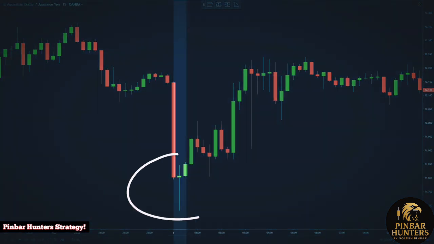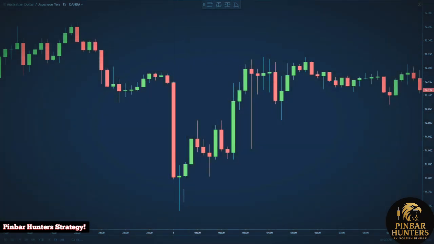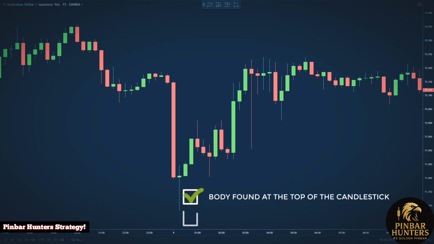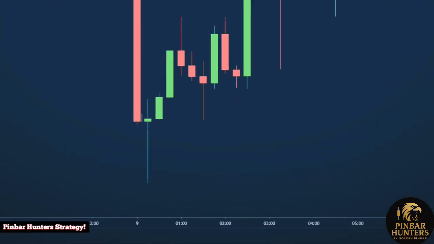Here we have a bullish pin bar. As you can see, bullish pin bars look very similar to bearish ones. The only real difference between the two is the body of the bullish pin bar is found at the top of the candle instead of the bottom, and most of the wick is found at the bottom instead of the top. Similar to the previous example, the body of this bullish pin bar doesn't manage to close right at the top of the candle, but like I said before, this doesn't make a difference. It's still a bullish pin bar and should be treated the same as all other bullish pin bars you see form in the market.